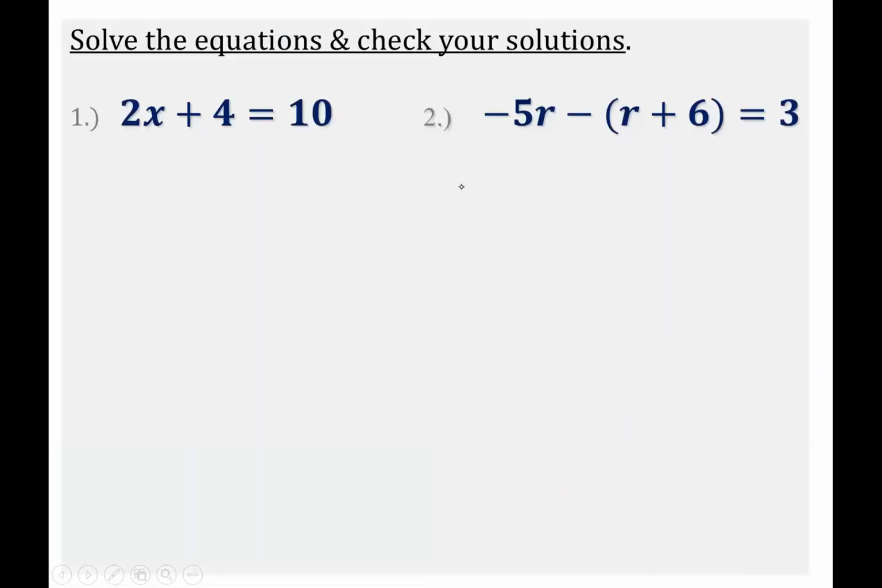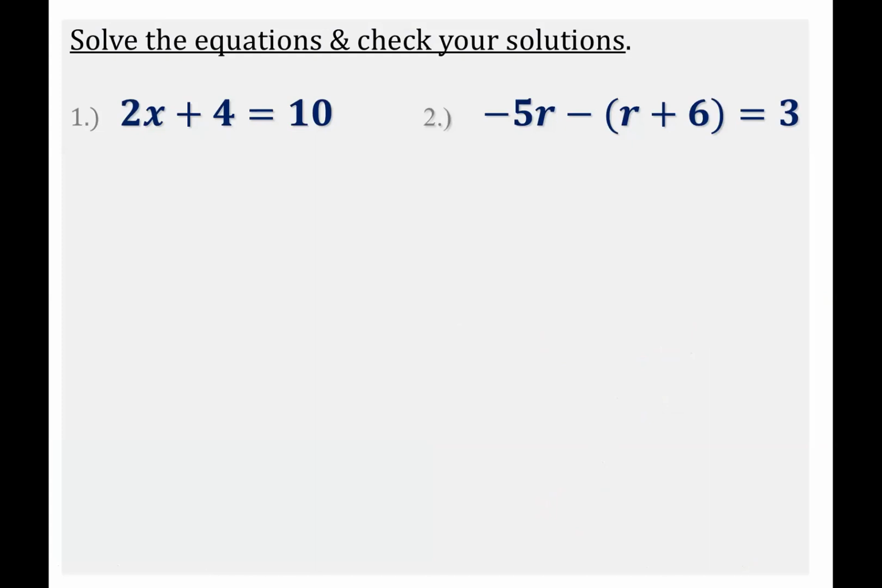Let's do a couple on our own and see what this feels like. Okay, so I'm moving to the next slide. Number 1 is 2x plus 4 equals 10. And the directions at the top say solve the equations and check your solutions.